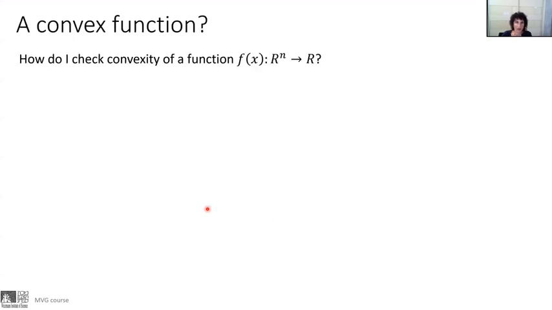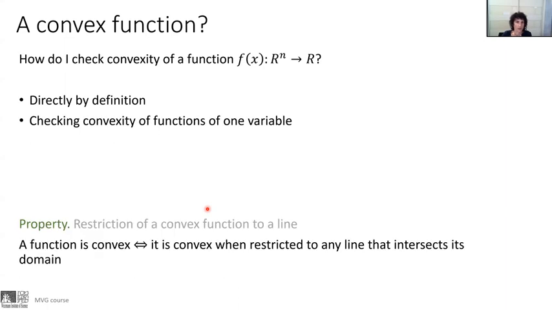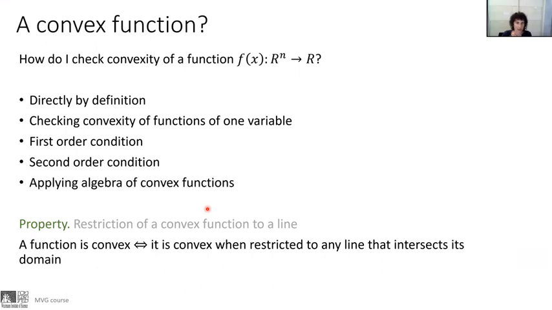Now, how are we going to check convexity of a function? We can check by definition. We can take the function and restrict it to a line and check the convexity on the line. We are not going to do it. And we can use very nice properties called the first order condition and second order condition. And then we can use some tricks of algebra to understand whether the function is convex or not.